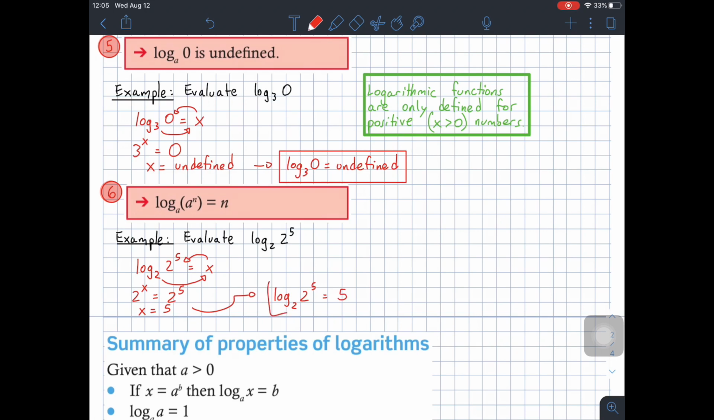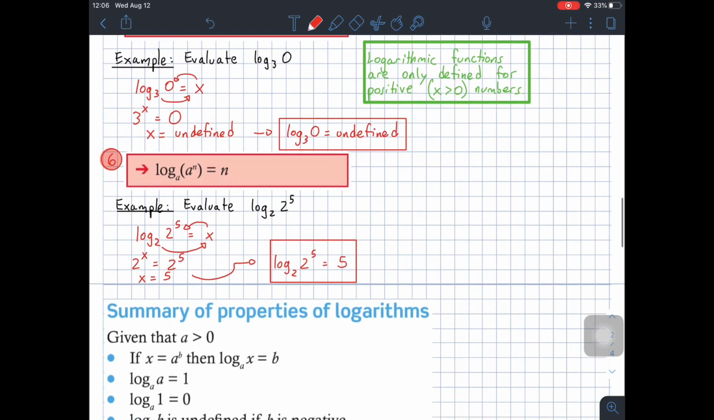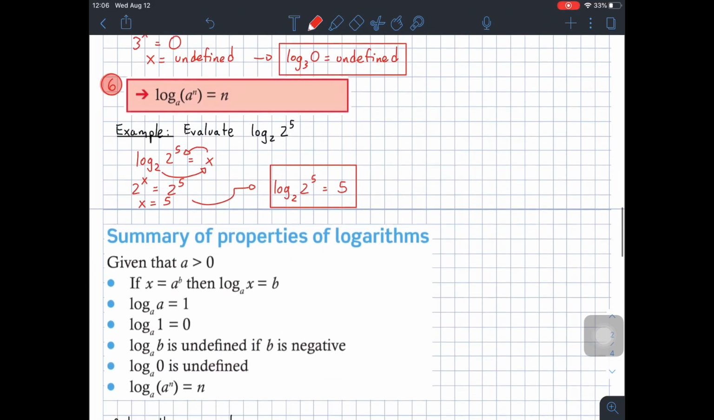Okay, so whenever the base of the logarithm is equal to the base of the argument in the logarithm, then the result will be directly the exponent. Okay, that's what we're proving with this property. I hope this is getting clear for you guys.